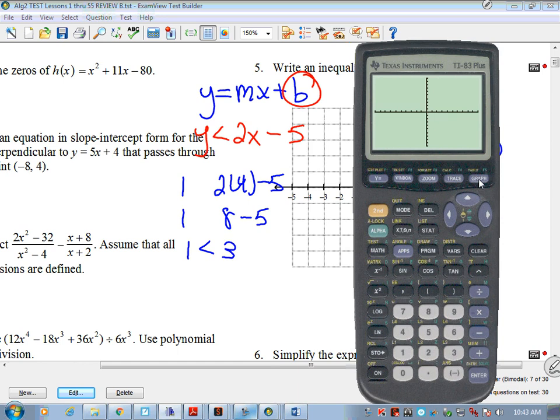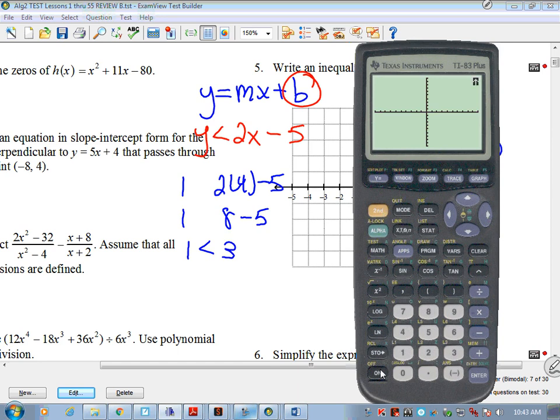Hopefully, let's see, let's make it fit. Zoom, fit. Maybe we're just not. Okay, we got y equals 2x minus 5. And we're not showing anything. Try one more time. Doesn't even look like it's trying.